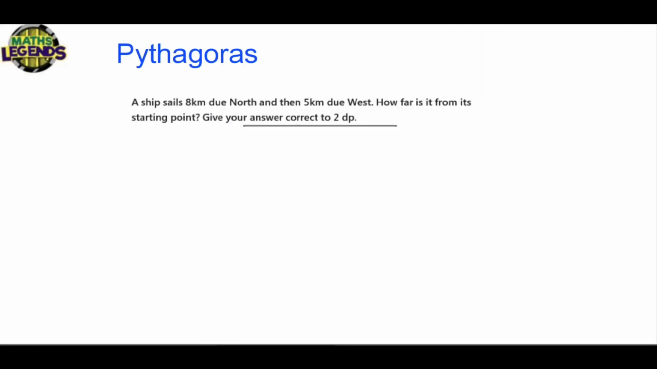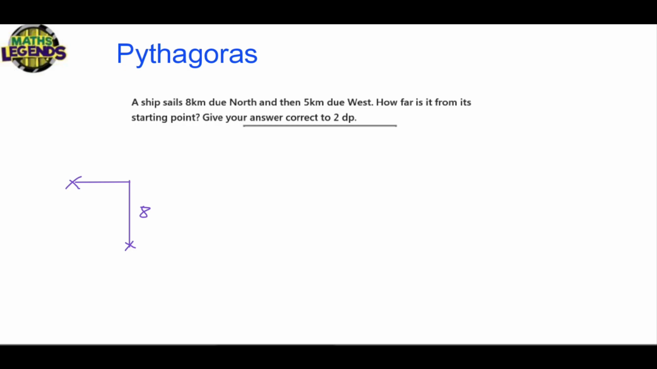So here we have a ship sails 8 kilometers due north and then 5 kilometers due west. How far is it from its starting point? Give your answer correct to 2 decimal places. So let's say our starting position is here, and we're told that the ship goes north 8 kilometers and then it goes west 5 kilometers, so it ends up here.